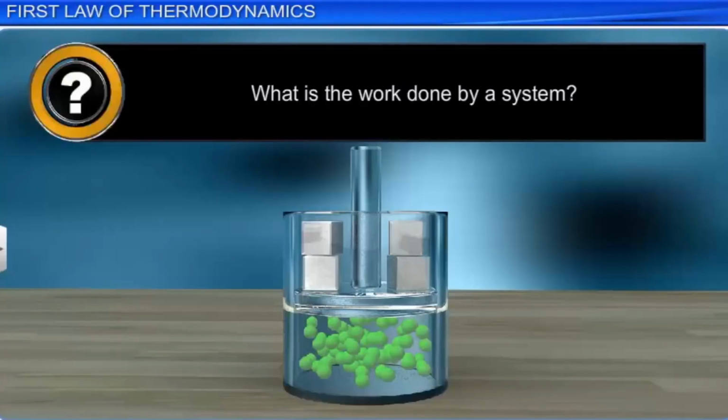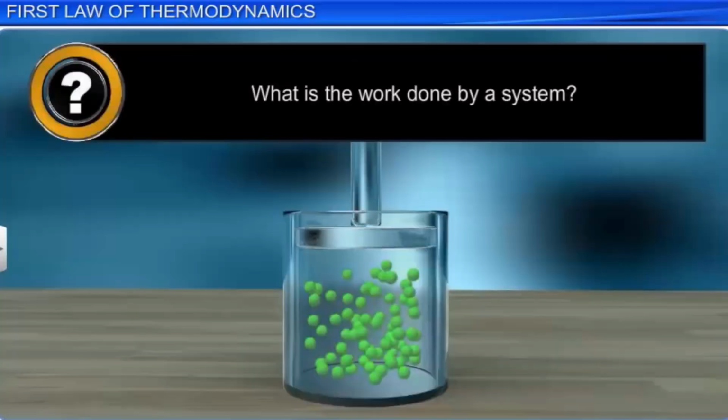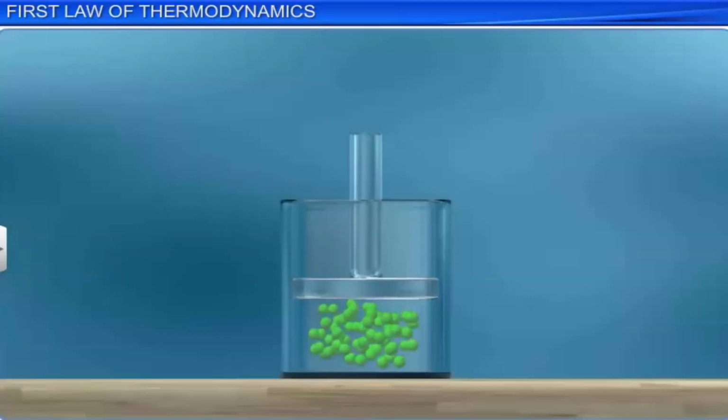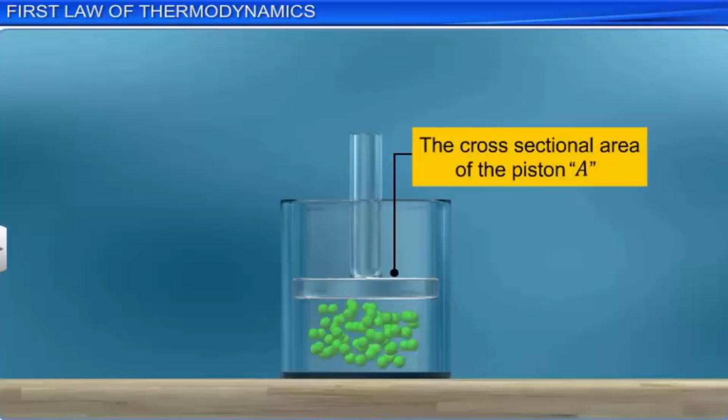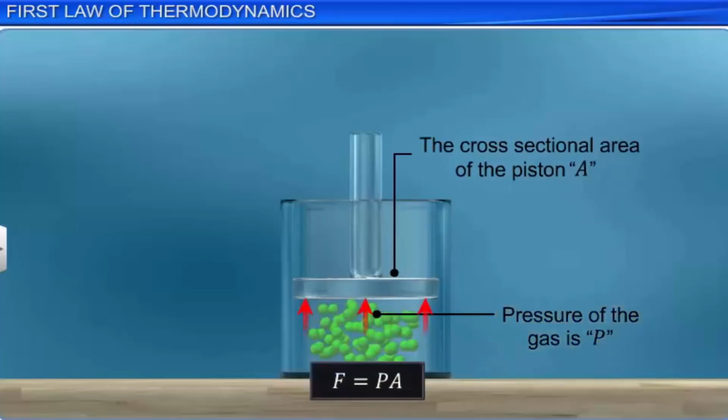What is the work done by the system? Let us derive an expression for the work done by considering gas in a container with a movable airtight piston of cross-sectional area A as a system. Let the pressure of the gas be P. Then, the force exerted by the gas on the piston F is equal to PA.